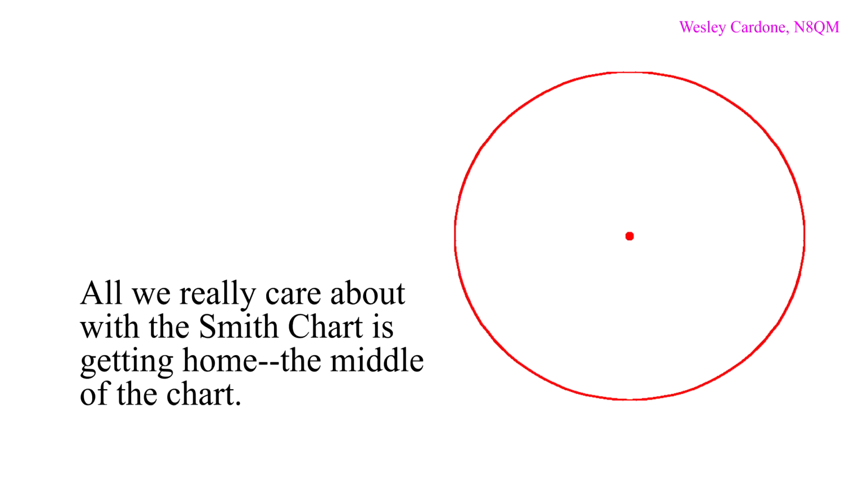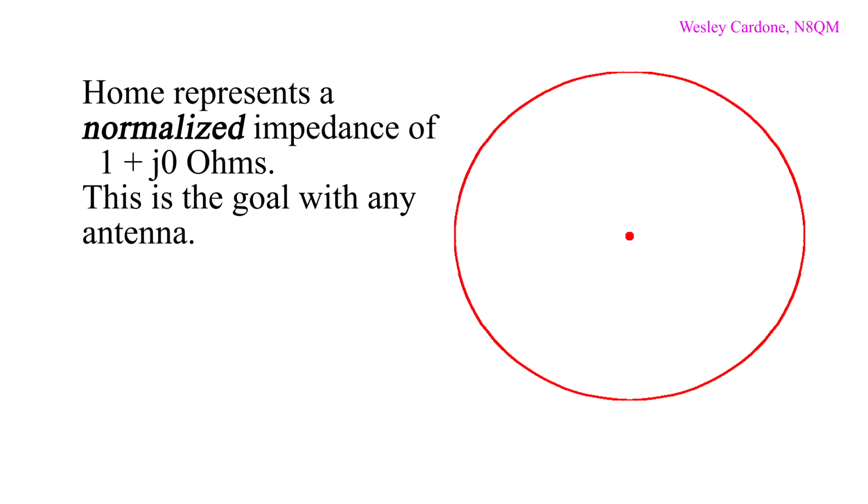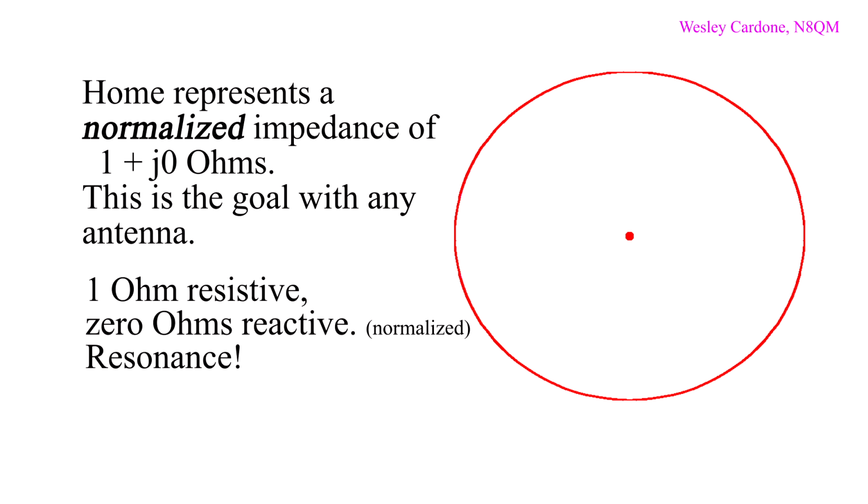All that we really care about with the Smith chart is finding home plate, the middle of the Smith chart. But what is home plate? Home plate represents a normalized 1 plus or minus j0 ohms impedance. 1 is a real component. j0 is an imaginary component, even though 0.